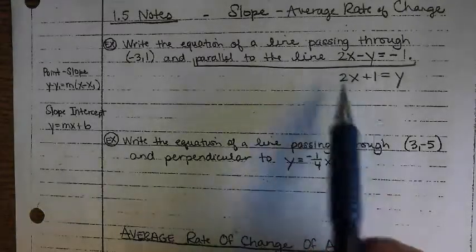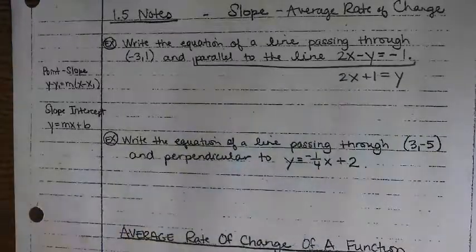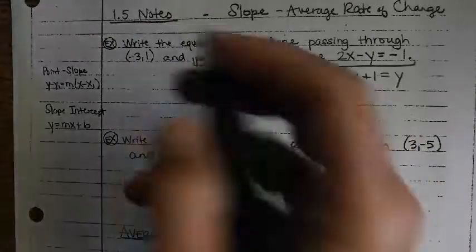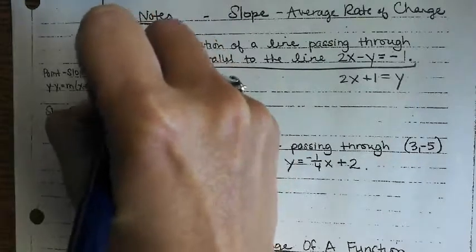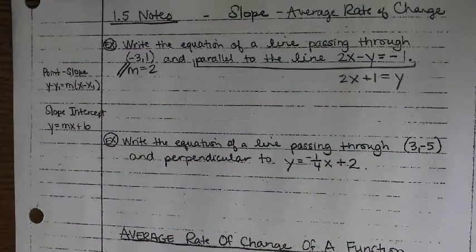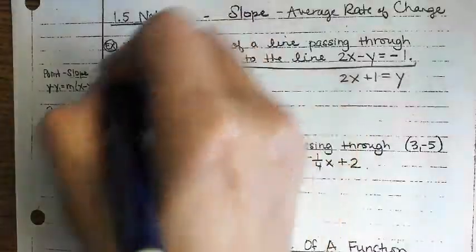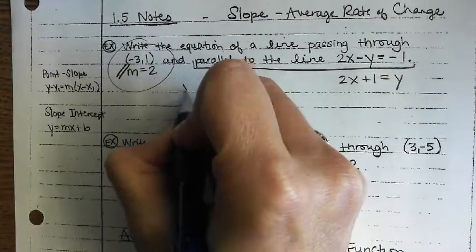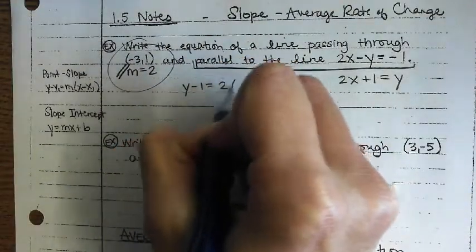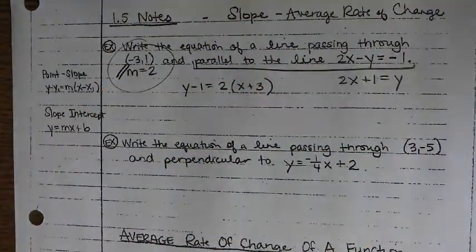Right, so this line has a slope of 2. Being that parallel lines have the same slope, we're also going to use a slope of 2. I'm just going to write parallel slope equals 2. So with that point slope, we just write our equation. Y minus 1 equals 2, x plus 3. Done.